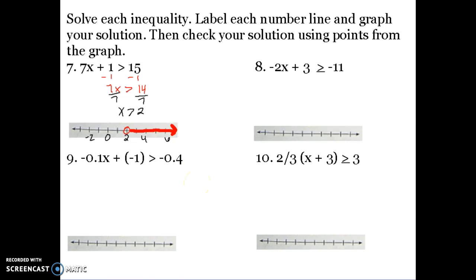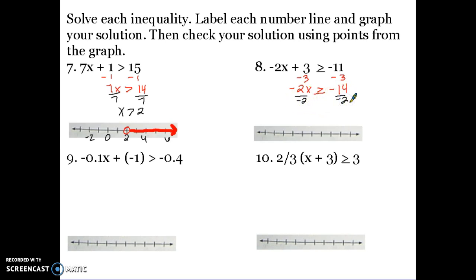Negative 2x plus 3 is greater than or equal to negative 11. I'm going to subtract 3 from both sides. Negative 2x is greater than or equal to negative 11 minus 3, which is negative 14. Divide by negative 2 on both sides.